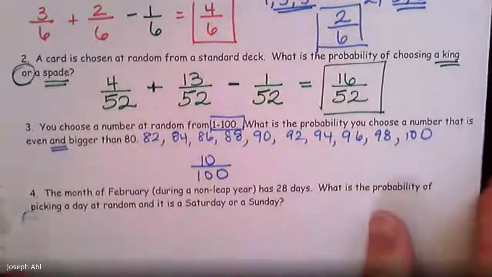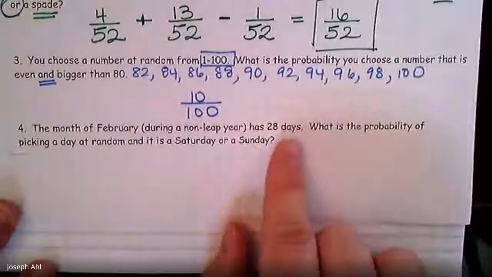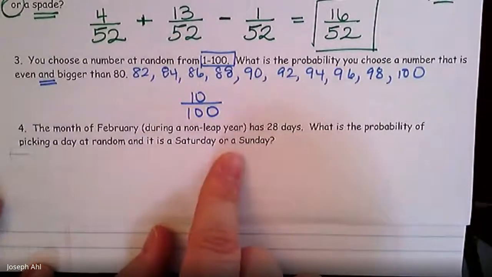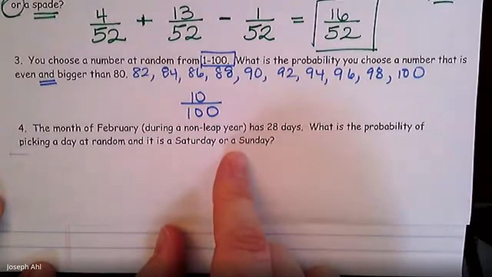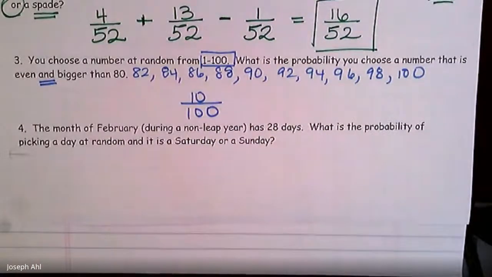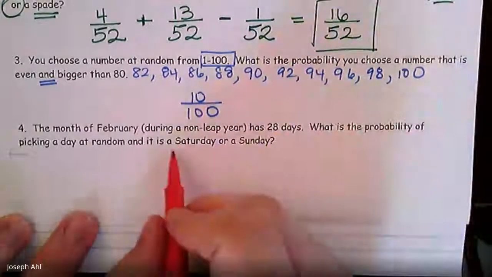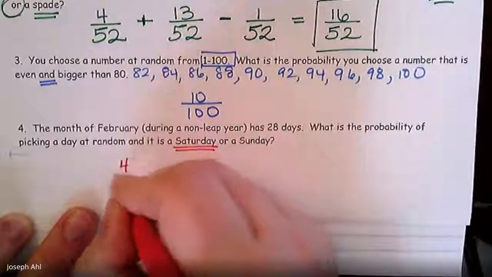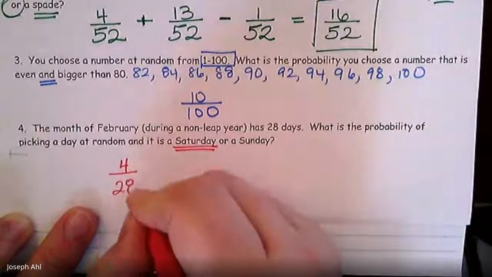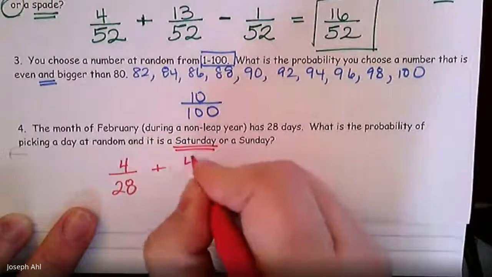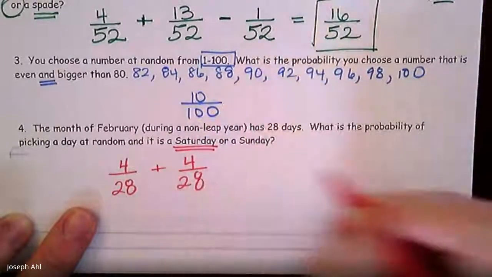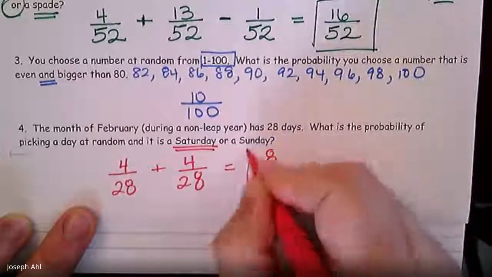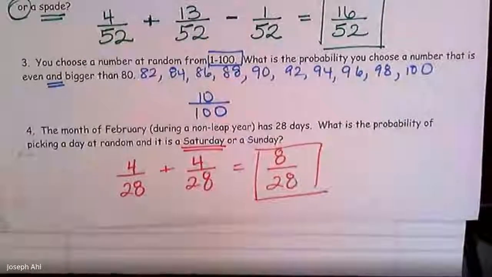Last one, the month of February during a non-leap year has 28 days. What is the probability of picking a day at random and it is a Saturday or a Sunday? Okay. So for this last one, the number of Saturdays that we have in February for 28 days would be 4 out of the 28. We should also have 4 Sundays. Can a day be a Saturday and a Sunday at the same time? I don't think so. So the final answer here is 8 out of 28.